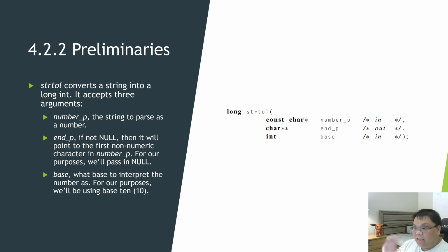strtol converts a string into a long integer, so it accepts 3 arguments. So const char star nptr, that is a string that is to be parsed as a number, and endptr, don't worry about that, we'll just pass a null for that. That is the second argument. The third argument is the base. As I said, we're going to be working with base 10 here, so just pass in 10. The number 10, 1, 0.